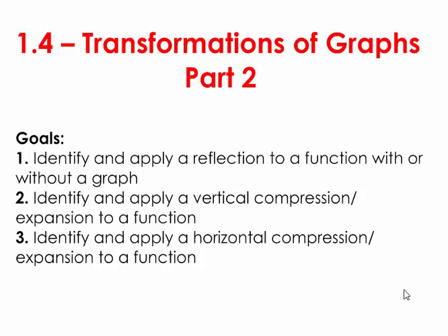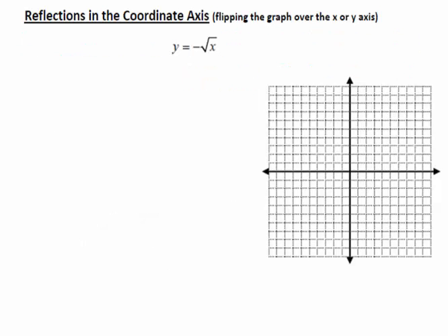So let's look now at the second half, the second part of transforming a graph. We're still going to continue to look at reflections of a graph, but this time we're going to add compression and expansion both vertically and horizontally. So let's explore this a little further. Now we're going to look at reflections in a coordinate axis, flipping it over either the x or y axis.